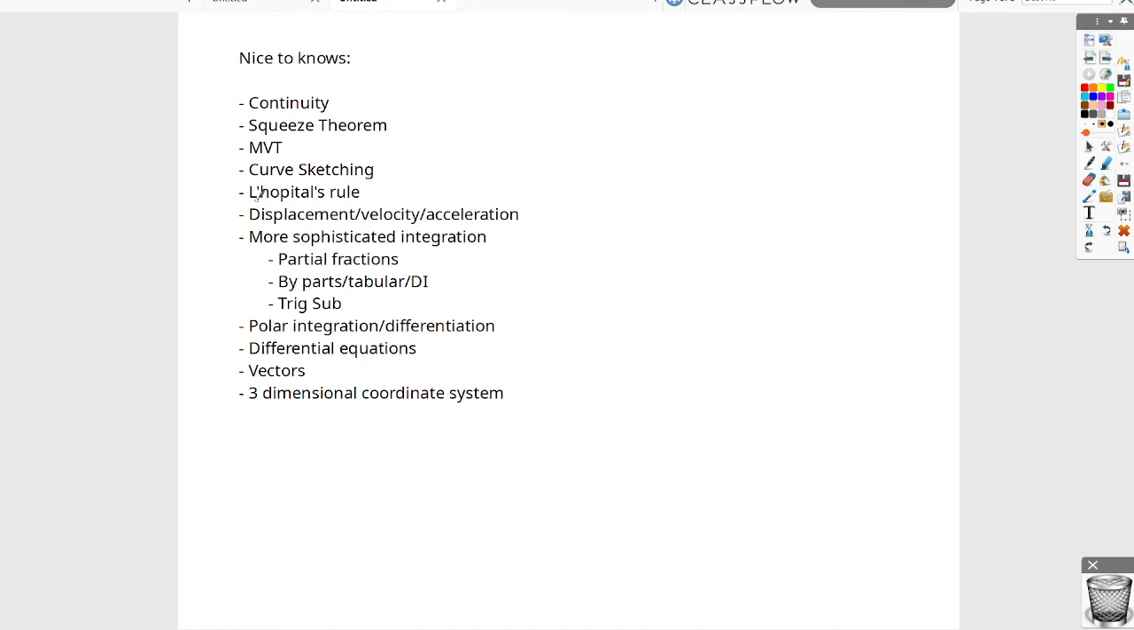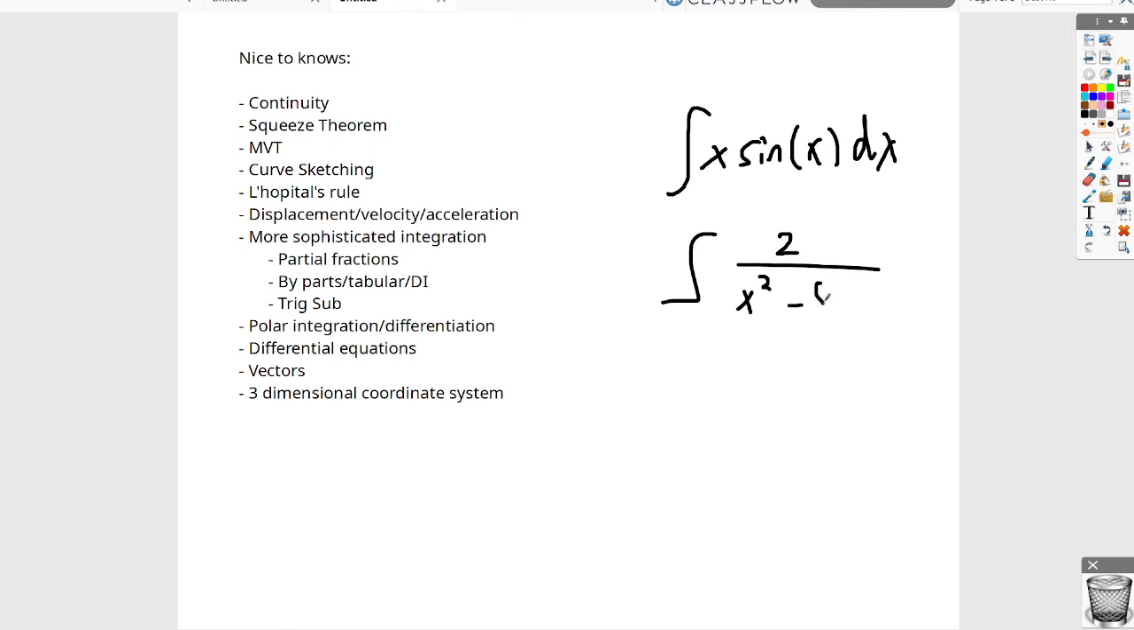And more sophisticated integration techniques, like the ones that you need to use to evaluate stuff like this: x sine x dx, or the integral of 2 over x squared minus 8x plus 12 dx. Something like those things, right? Those integrals, they're kind of nasty, and you don't really like them, and they won't really appear that much in this course.